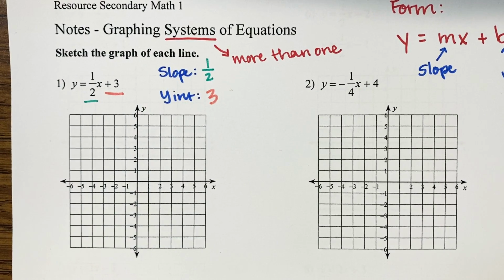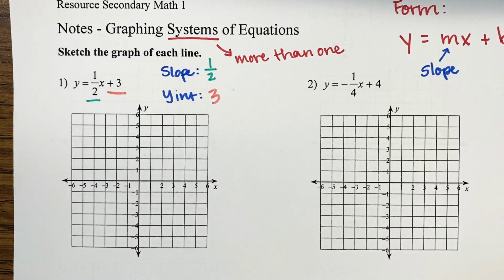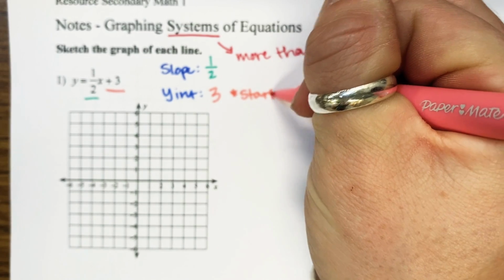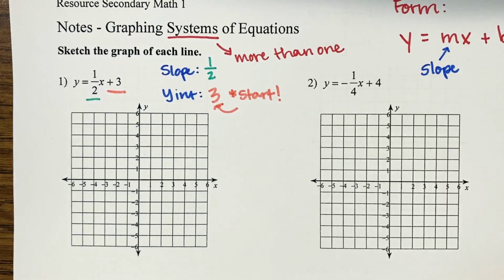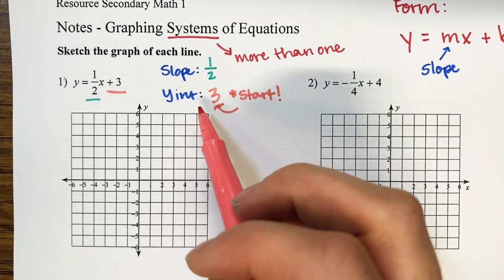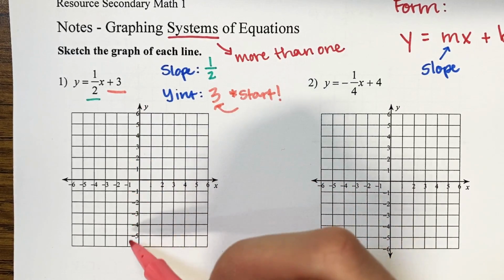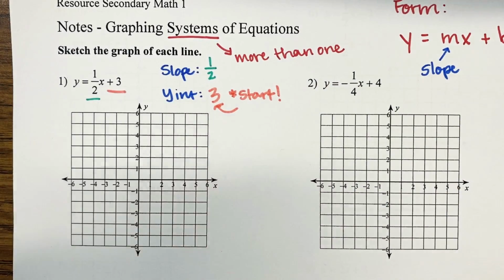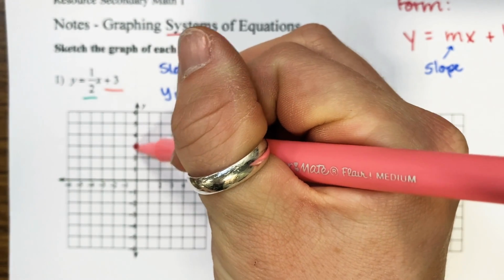Okay, so now I'm going to use my slope and my y-intercept to graph this equation. Okay, so we always start with our y-intercept. Okay, in fact, let's put that on our paper. We start with our y-intercept. Okay, so the y-intercept means the point that intercepts the y-axis. The y-axis is the one going up and down. Okay, so if our y-intercept is 3, that means I'm going to put my point at positive 3 on my y-axis.